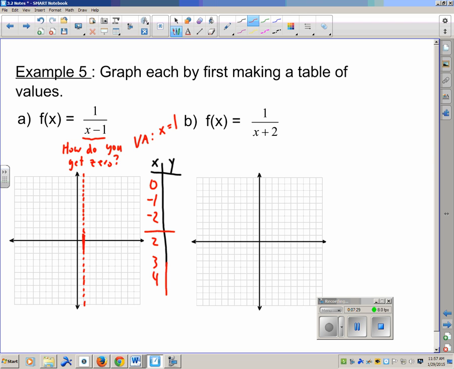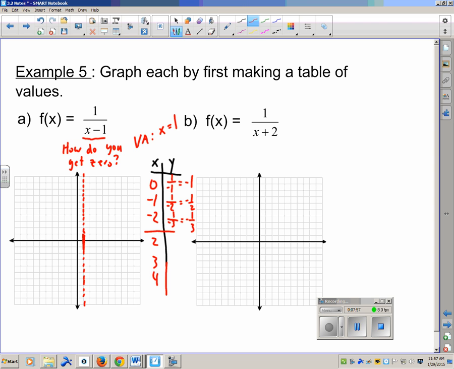So if I do that, I've got 1 over, if I do the bottom there, 0 minus 1 is a -1, and 1 divided by -1 is -1. Then I've got 1 over, -1 minus 1 is a -2, so that just gives me a -1/2 or -0.5. Then I can put -2 in there. -2 minus 1 is a -3, so I simply am getting -1/3 or -0.33333.